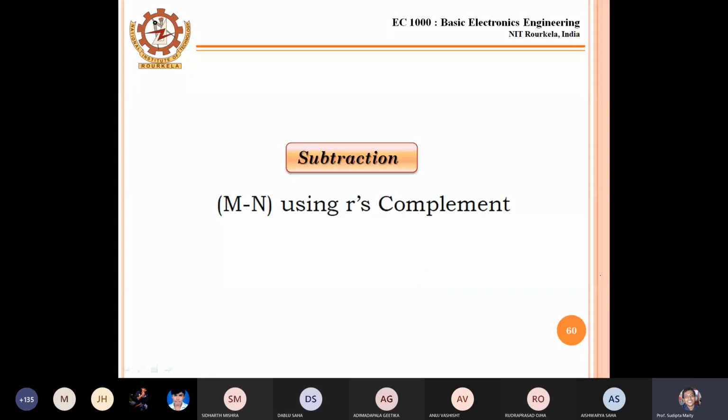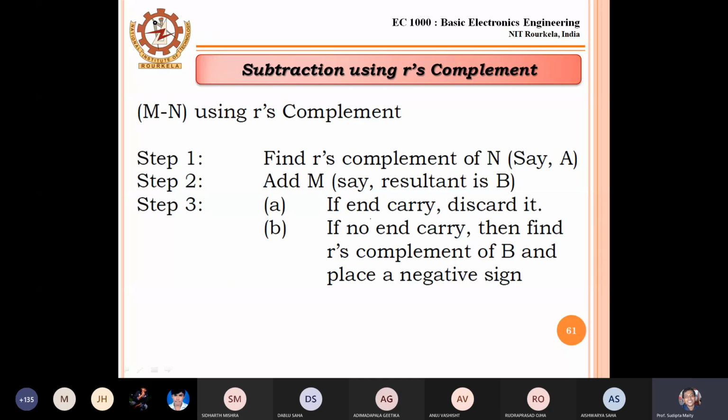Now this is our last topic. Let's move a little bit fast. We have only 10 minutes. Okay, I want to perform M minus N. You follow the notation: capital M, capital N, and small n and m are used to find the number of digits. So those notations are different, and I want to perform this M minus N using R's complement. Correct? Okay, this is my objective. So these are the rules. Please write down those rules in your copy.